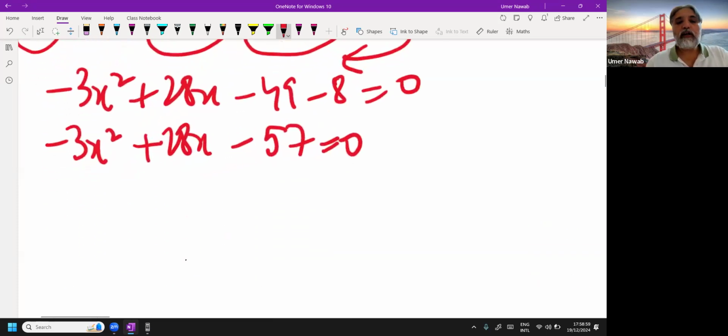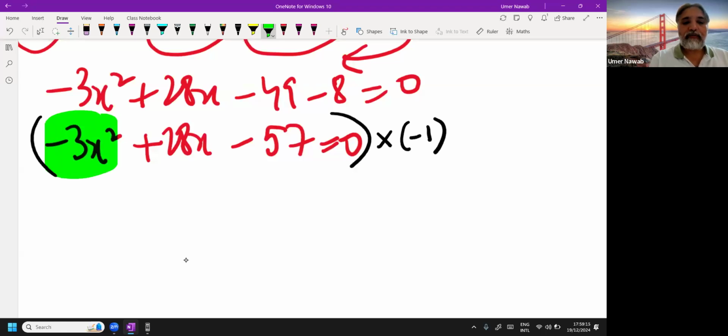Do you want to make the equation beautiful? I think at this stage, you guys are capable enough to deal with some critical algebraic aspects. So can I multiply the entire equation with minus 1? Because I hate to have x squared negative. Okay, so the entire equation is going to be multiplied with a negative sign. It gives you 3x squared. So the plus changes to negative, the negative changes to plus 28x.